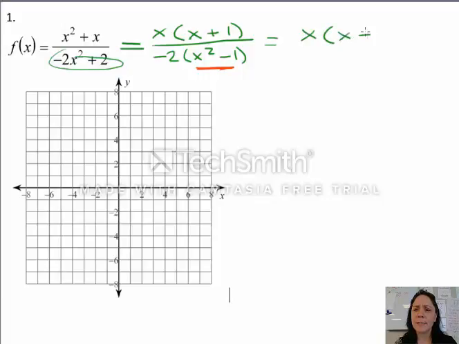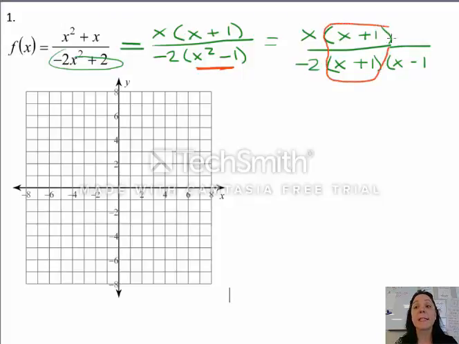I have x times x plus 1 over negative 2 times x plus 1 times x minus 1. And that means that I do indeed have a hole in this graph. I have a hole in this graph because I have a factor that is common to the denominator and the numerator. So I know that my disallowed value of x here is negative 1. That's where my hole is going to be.